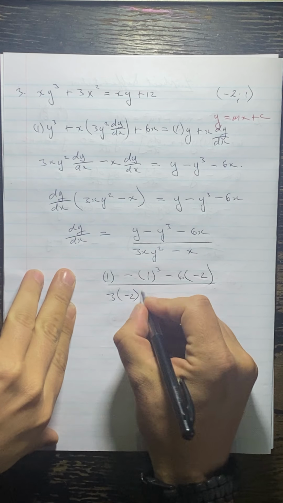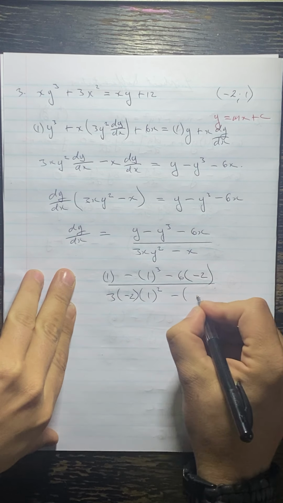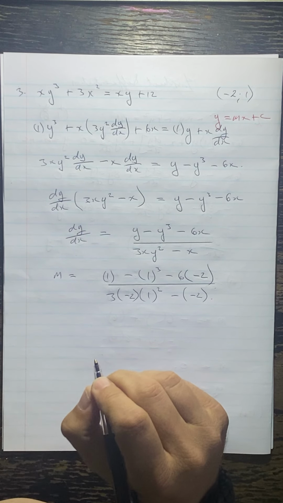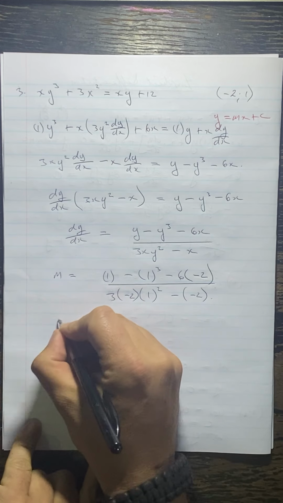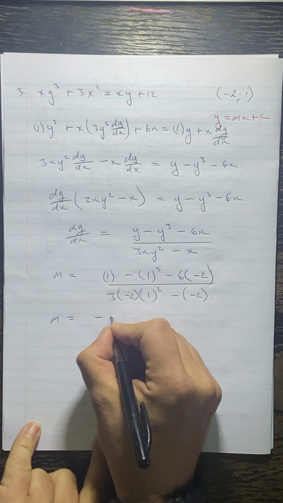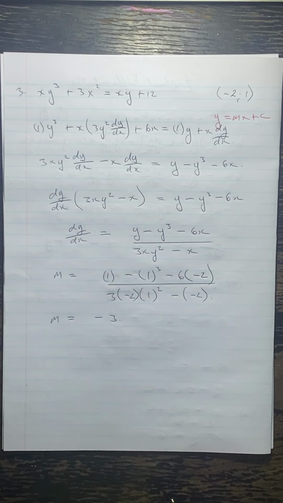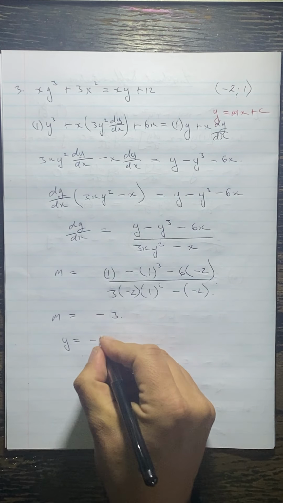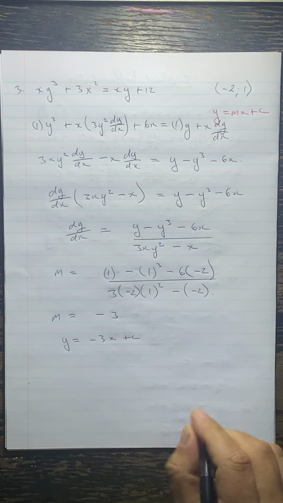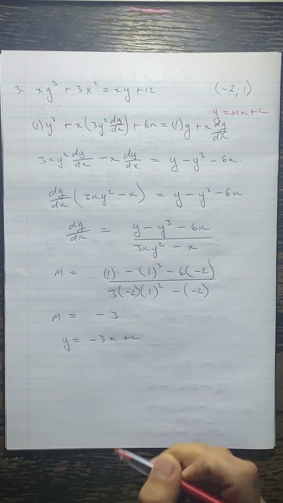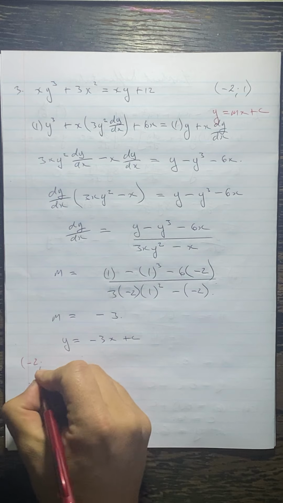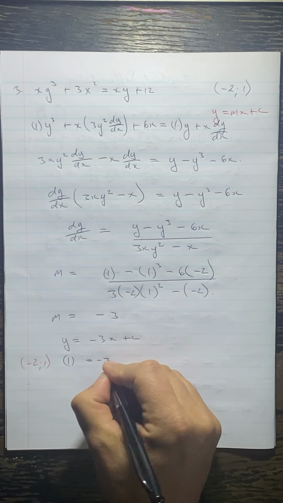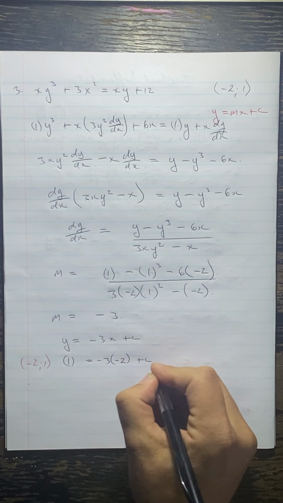Three times minus 2, 1 squared minus 2. All right, so if we work this out, we should get that m is equal to minus 3. So y is equal to minus 3x plus c. In order to find the c value, I'm going to substitute that point in, so minus 2, 1. And we get 1 is equal to minus 3 times minus 2 plus c, that's minus 6.